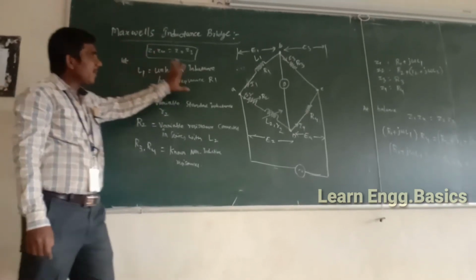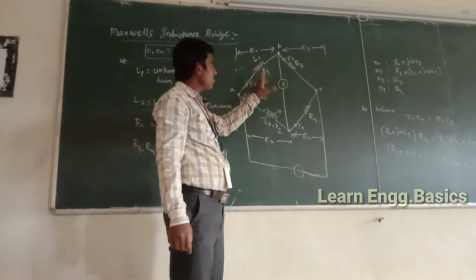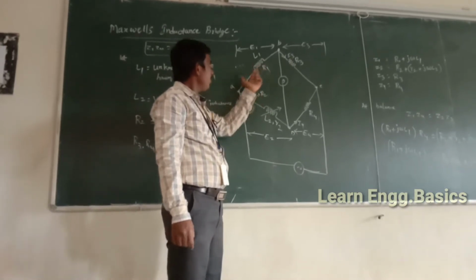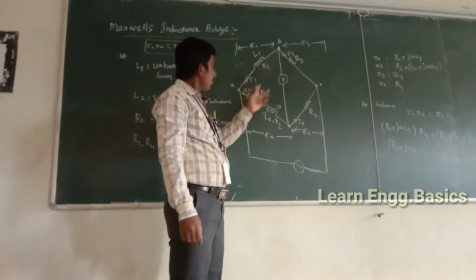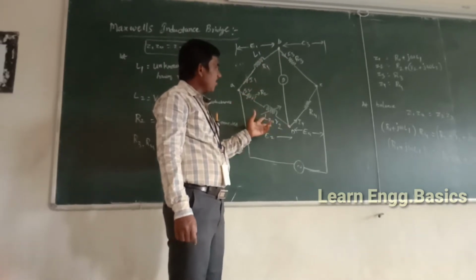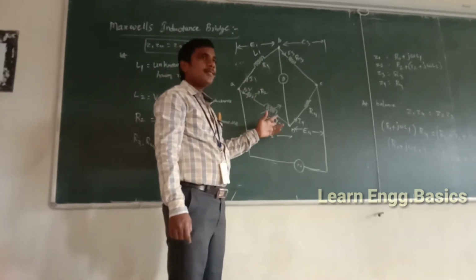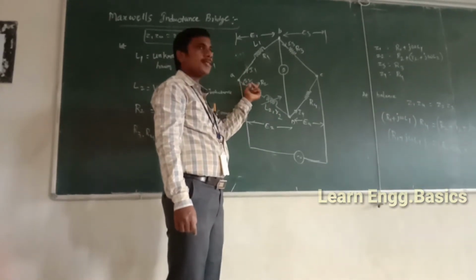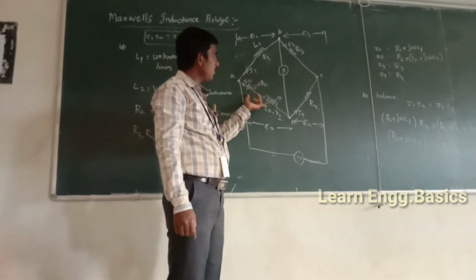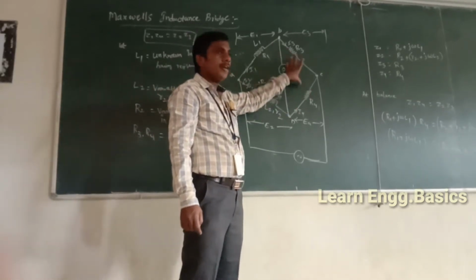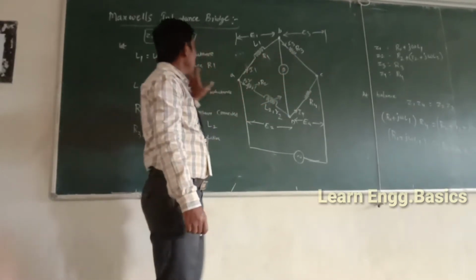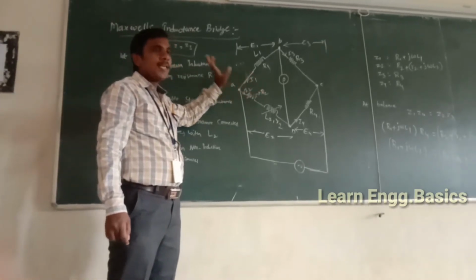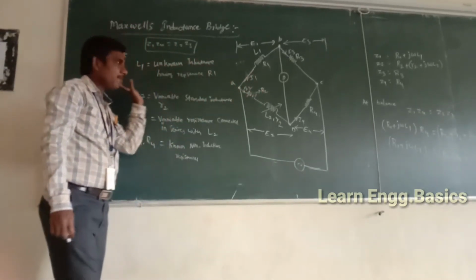This is Maxwell's inductance bridge consisting of four arms. In the first arm, the unknown inductance is connected between A and B, and A and D is connected to a standard variable inductance having internal resistance R2, and a standard variable resistance r2 is connected in series with this, and the other two arms are non-inductive resistances. This is the bridge diagram for Maxwell's inductance and capacitance bridge.